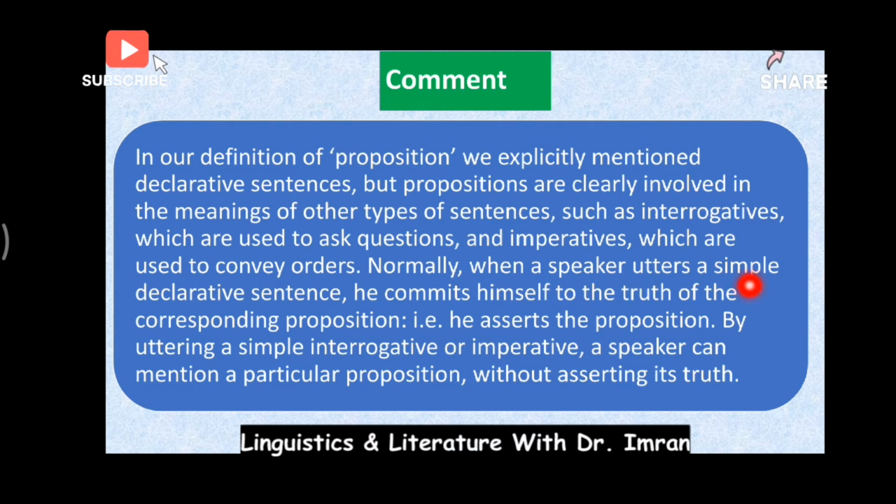Normally, when a speaker utters a simple declarative sentence, he commits himself to the truth of the corresponding proposition. If I say, for example, that I'm a teacher, I assert it's true. Or if I say that I like mangoes, I assert it's true. But if I ask a question, I do not assert whether it is true or false. For example, "Do I like mangoes?" is a question. I'm not asserting. Or if I say "You like mango," I am asserting that you like mango. If I say "Do you like mango?" here I do not assert. It's a question.